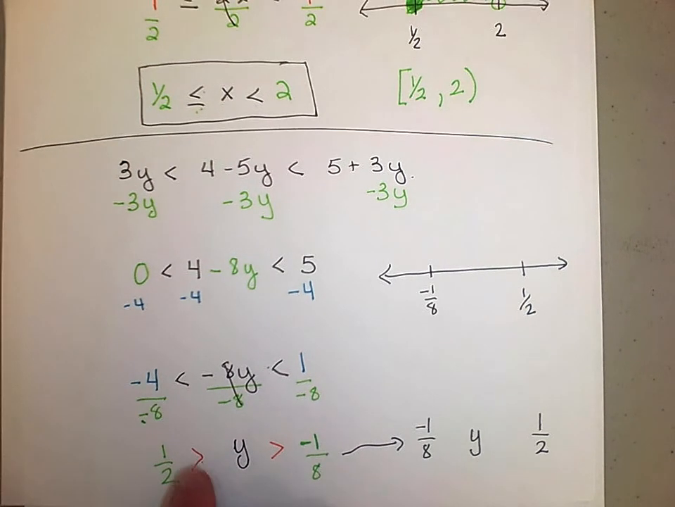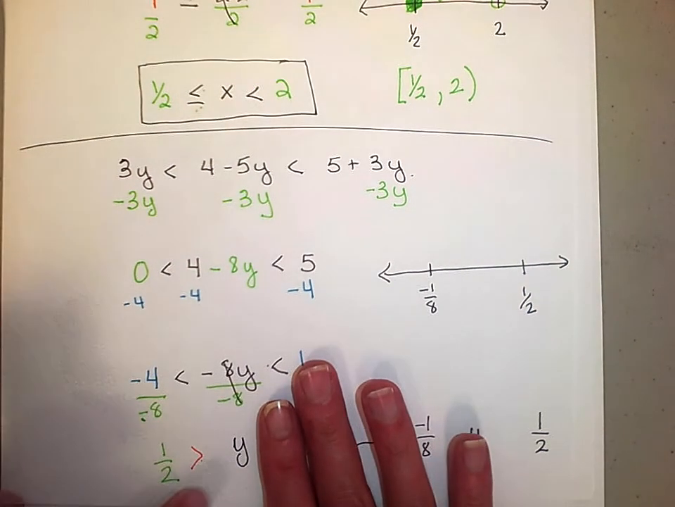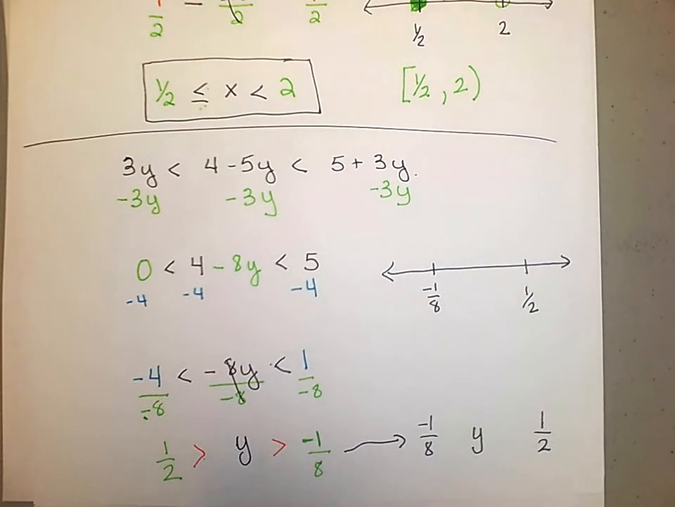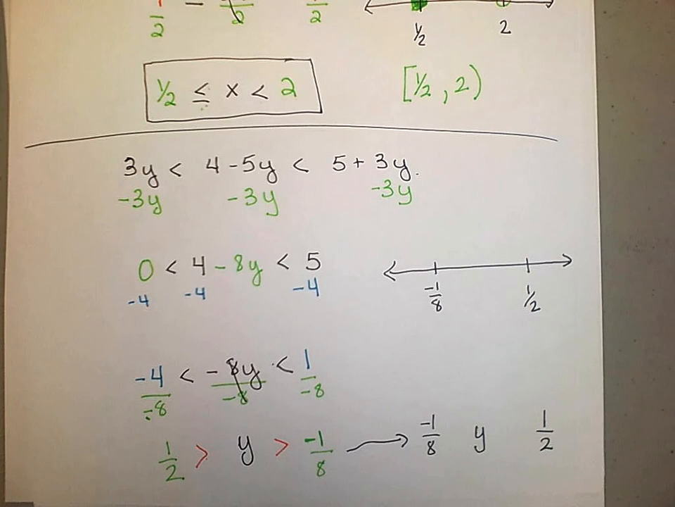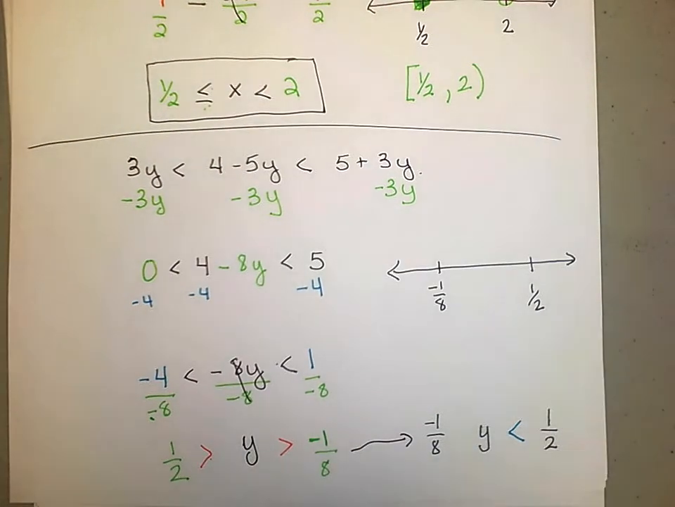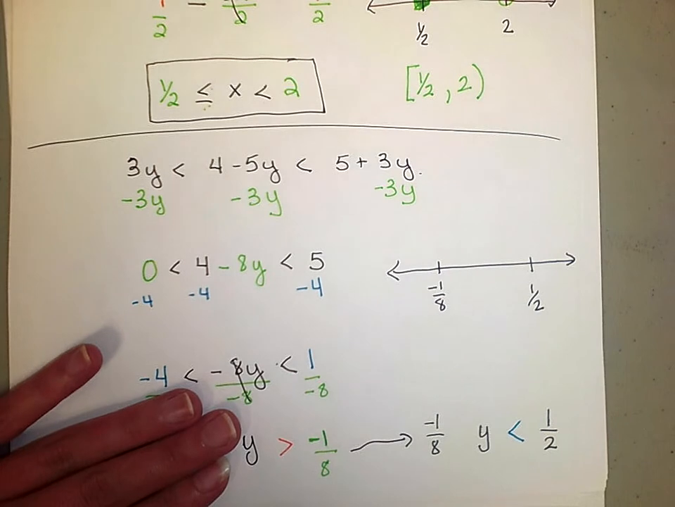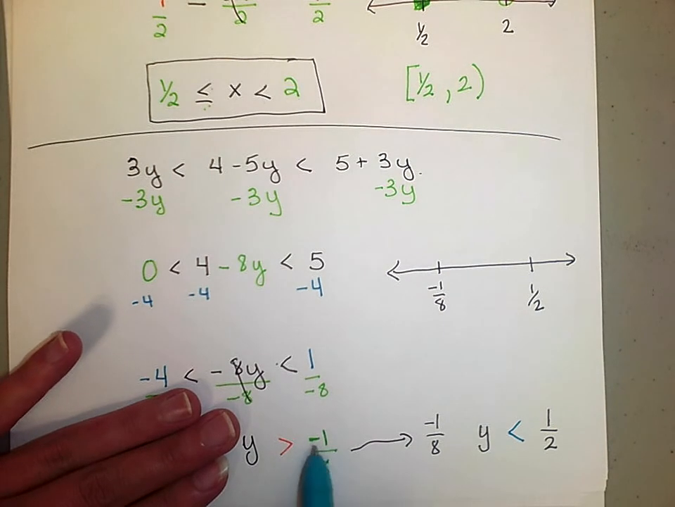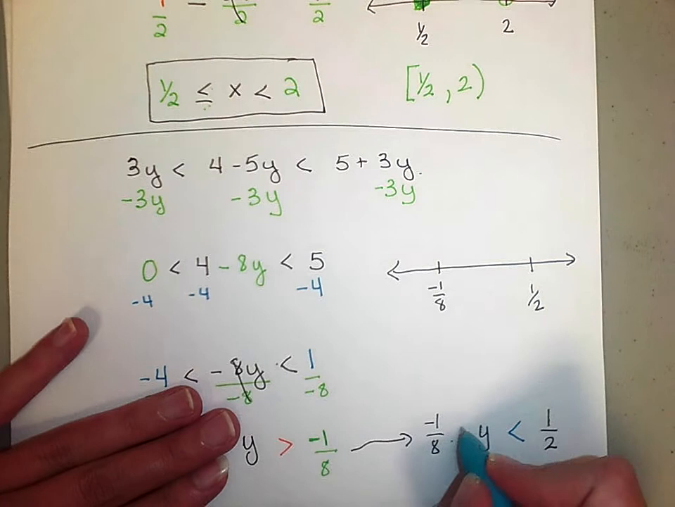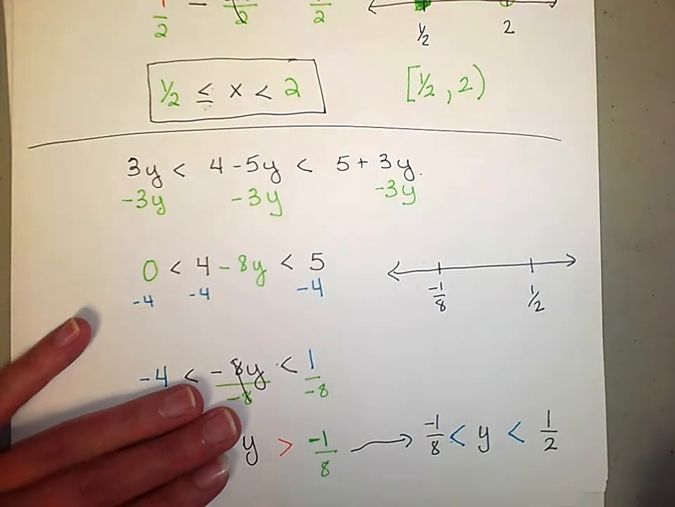In this case, if we're just looking at the 1/2 and the y, the arrow is pointing toward the y. So I need that to be true here as well. I need the arrow to point towards the y. On this half, the arrow is pointed towards the negative 1/8. And if I'm going to rewrite it this way, I need to make sure that the arrow stays pointed at negative 1/8.